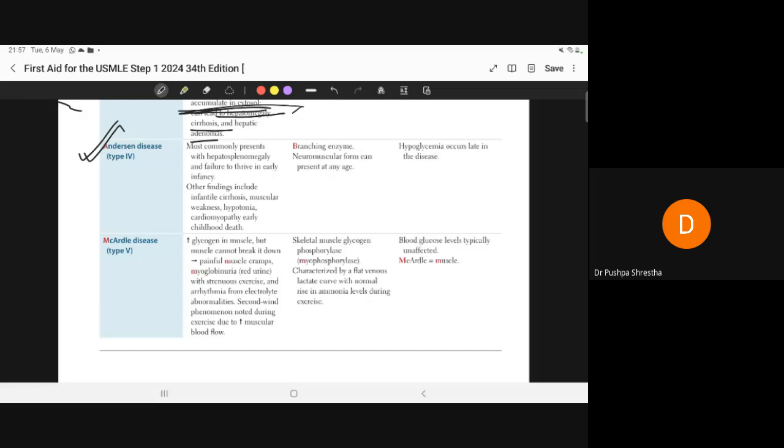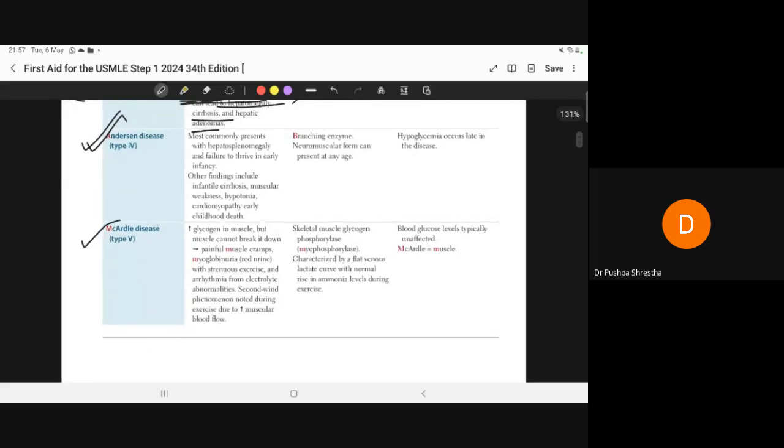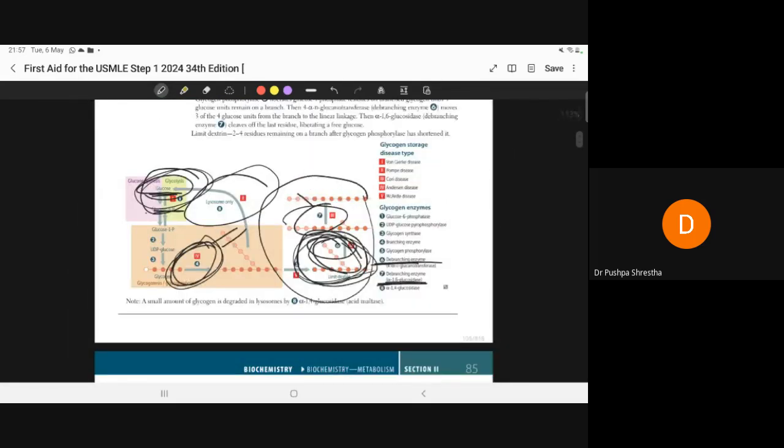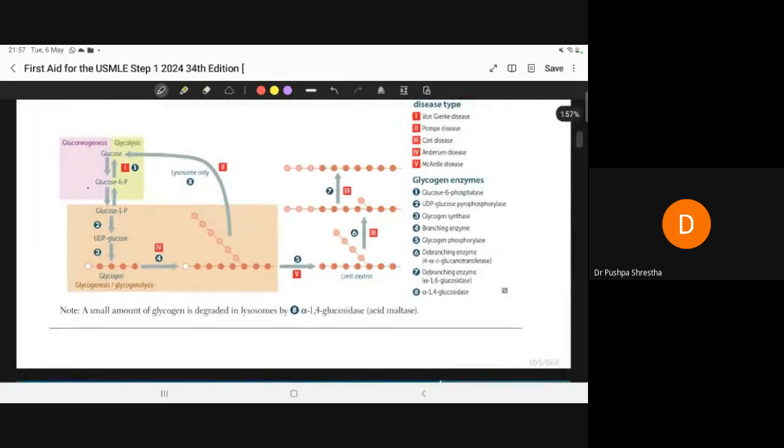In this Anderson disease, I told you the problem you have is with the branching enzyme. We will talk about this in a second. First, we discuss McArdle disease. In McArdle disease, the problem is with glycogen phosphorylase. Let me show you this one. This enzyme, glycogen phosphorylase, is the first that initiates the breakdown of this whole thing.